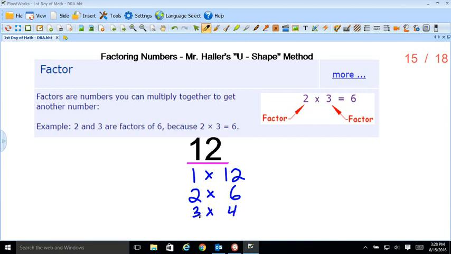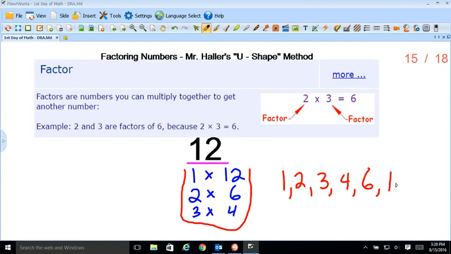After 3 comes the number 4, but I already have a 4. That tells me to stop. Once I stop, I can look, and I'm going to draw an actual U around it. If I follow this U, I have all my factors listed out in sequential order. And I just rewrite them. You always rewrite them with a comma in between them. So 1, 2, 3, 4, 6, 12. Those are the factors of 12.